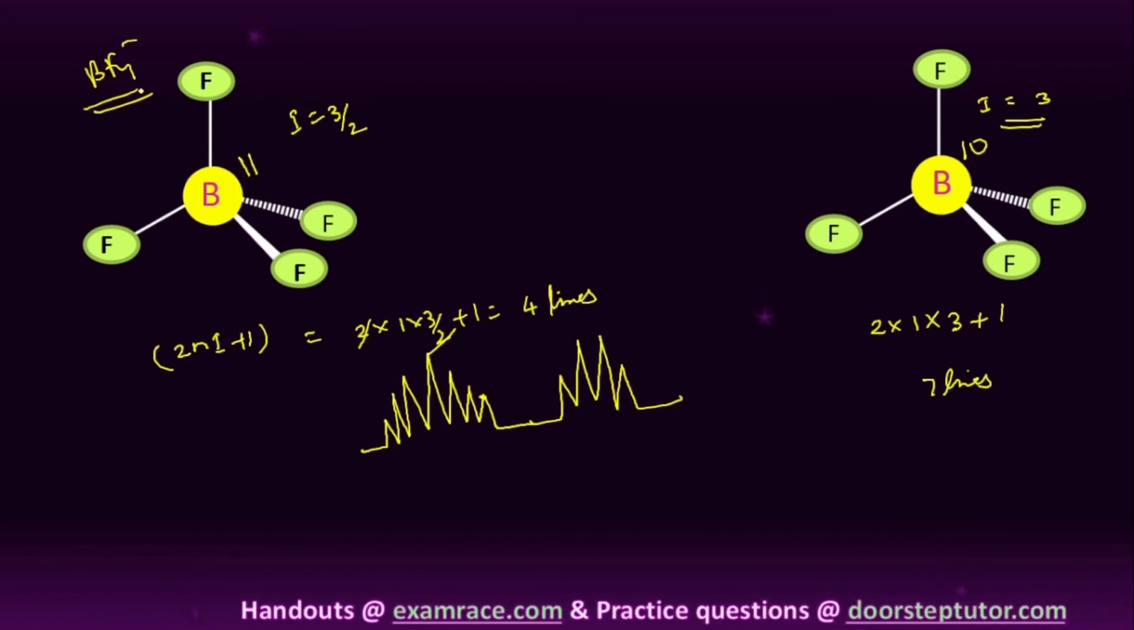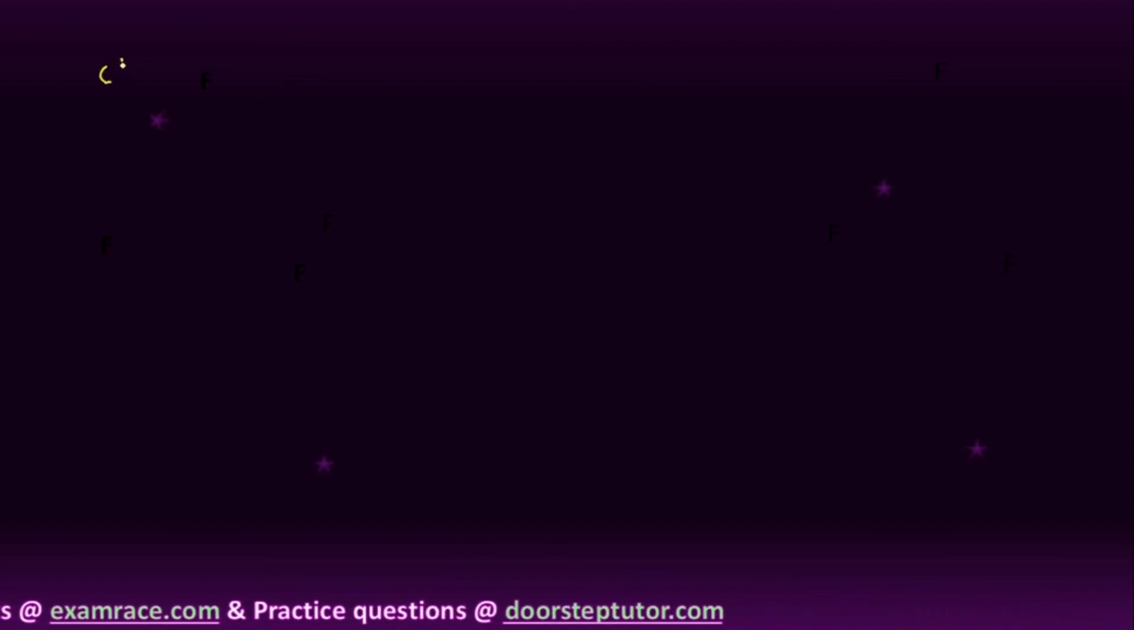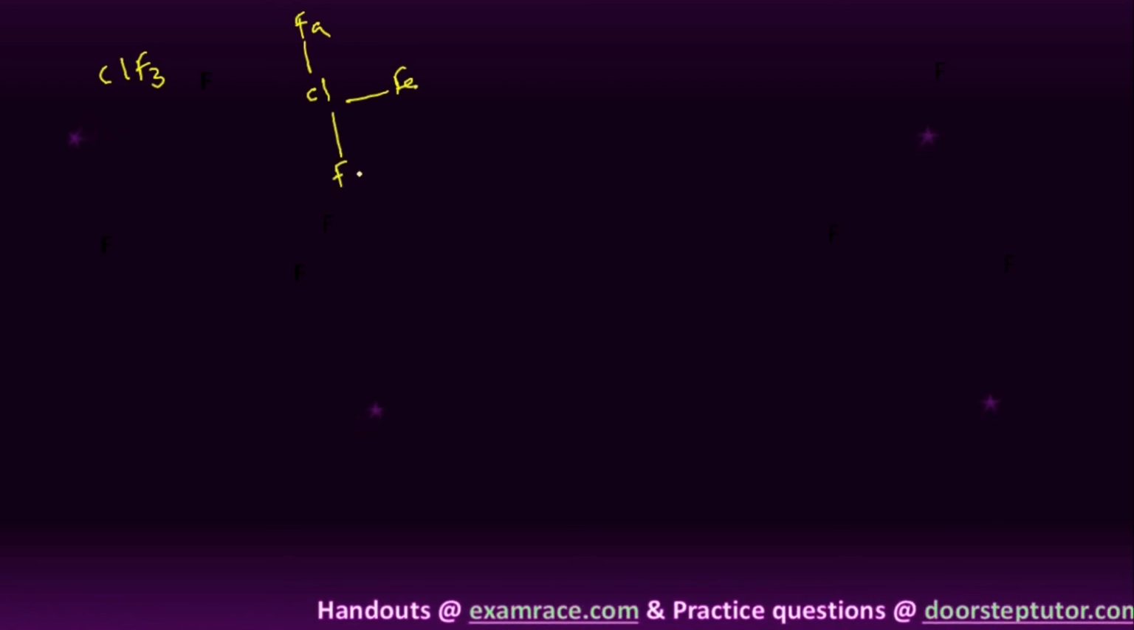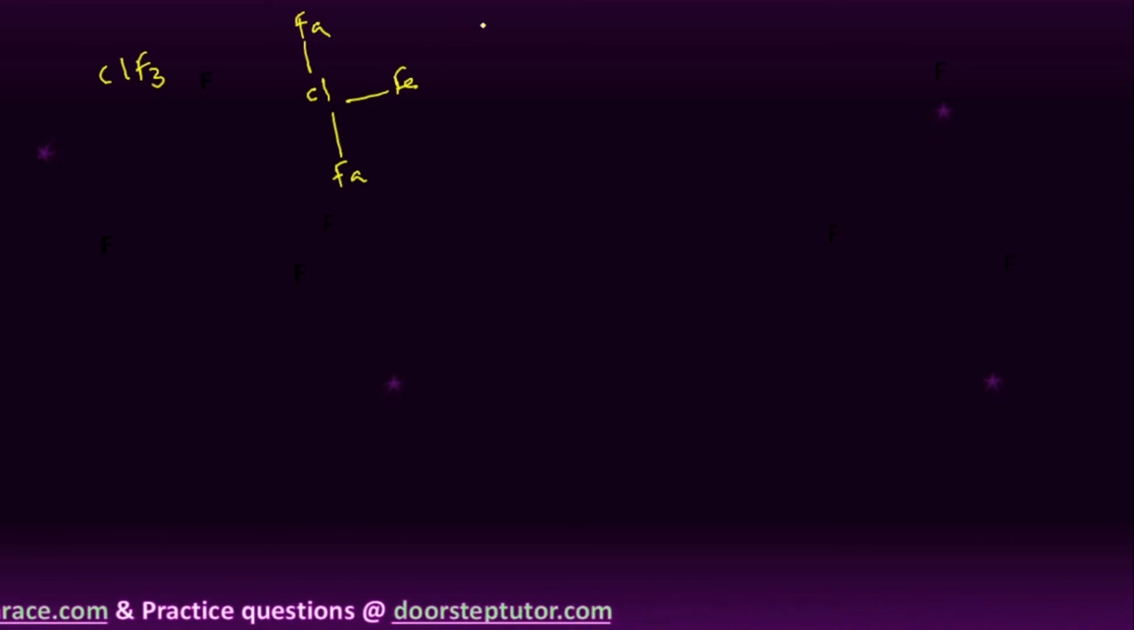Clear, student, right? Next we have one more example. Here I will discuss another example for the NMR spectra of metal complexes, which is the ClF3 molecule. Here I will draw the structure: Fa, Fe, and Fa. We have two axial fluorine atoms and one equatorial fluorine atom.